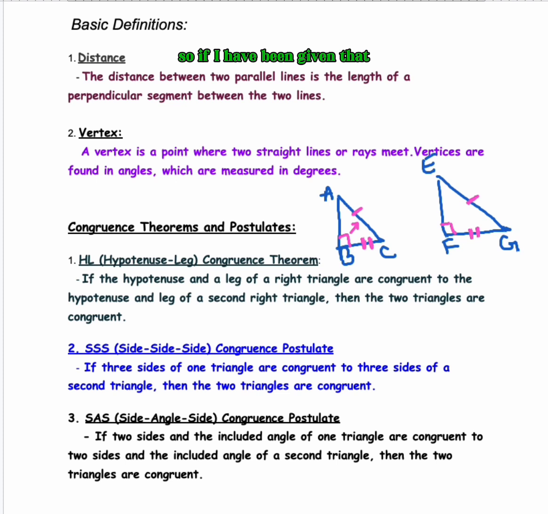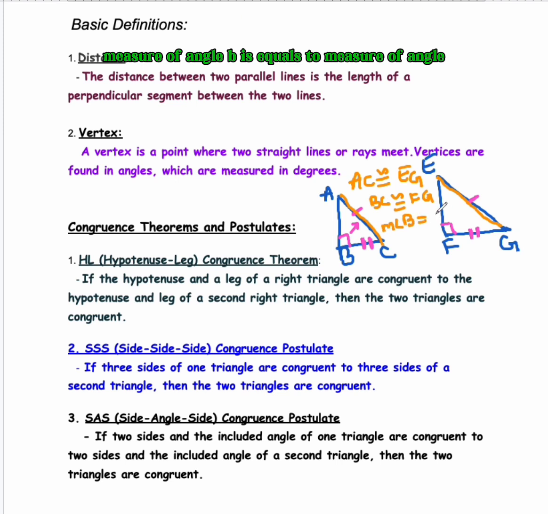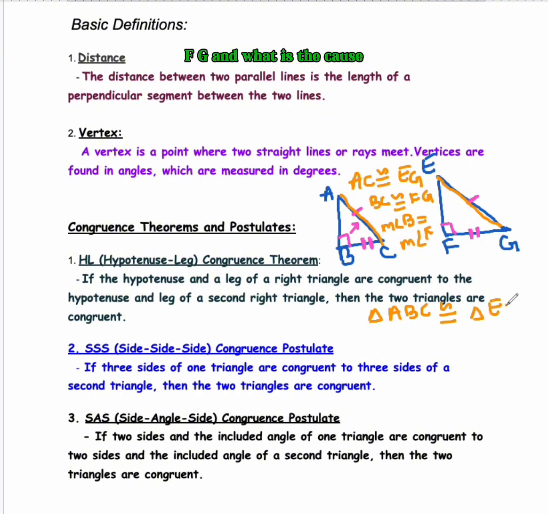So if I have been given that the hypotenuse of one right angle triangle is congruent to the other, I can write here AC is congruent to EG, and one of the legs BC is congruent to FG, and we already know that measure of angle B is equal to measure of angle F. Then these two triangles will be congruent. So we have triangle ABC congruent to triangle EFG. And what is the reason? It is HL congruence theorem.